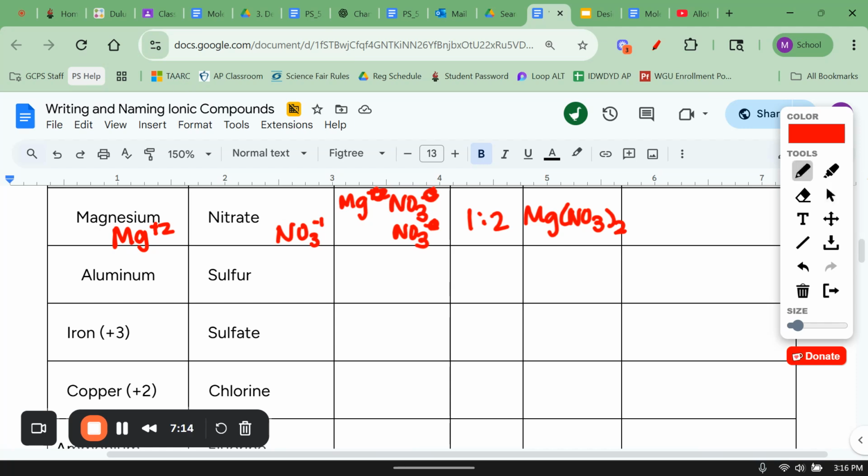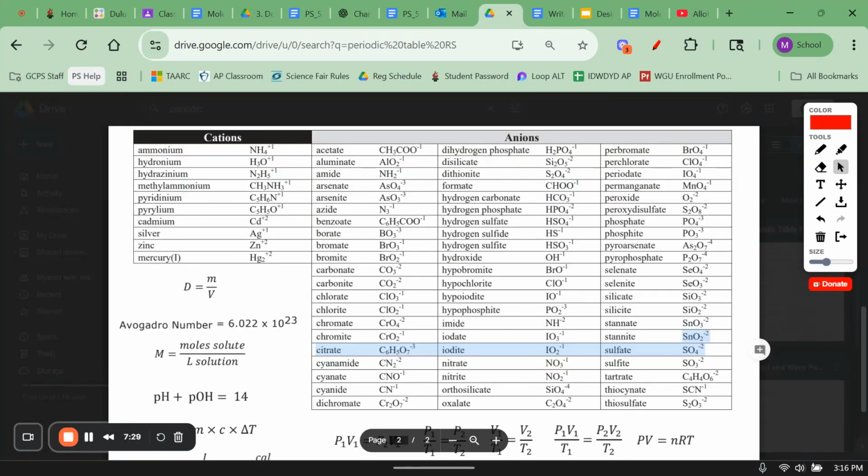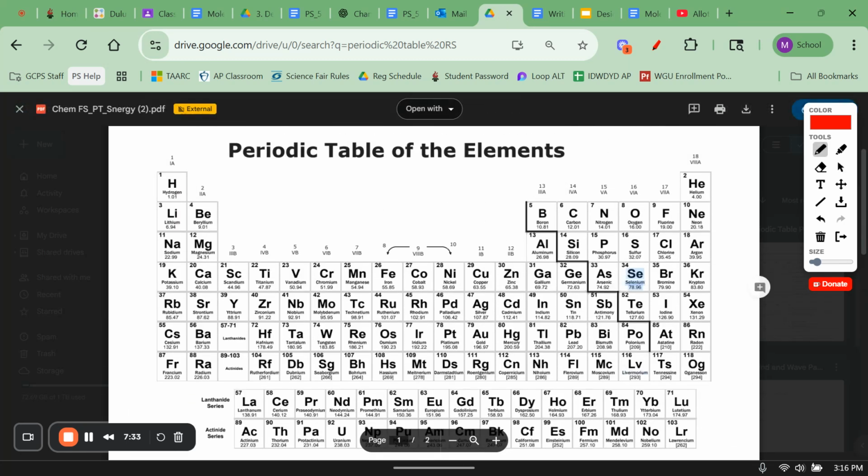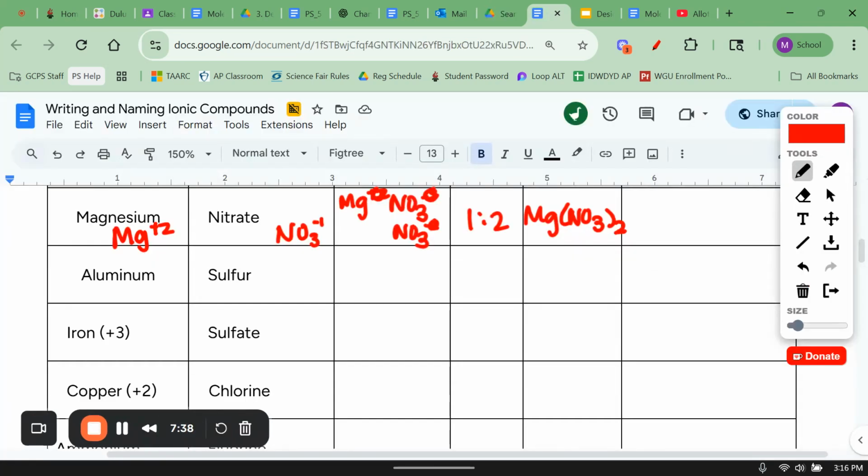Now let's work on the naming part. So you're going to use your rules from up above to help us name this. Well, what is our cation? What is magnesium? A regular metal, transition metal, or polyatomic ion? When we look it up on the periodic table, we can see that magnesium is an alkaline earth metal, which means that it is not going to need a transition metal's Roman numerals. So we will name it as we see it, magnesium.